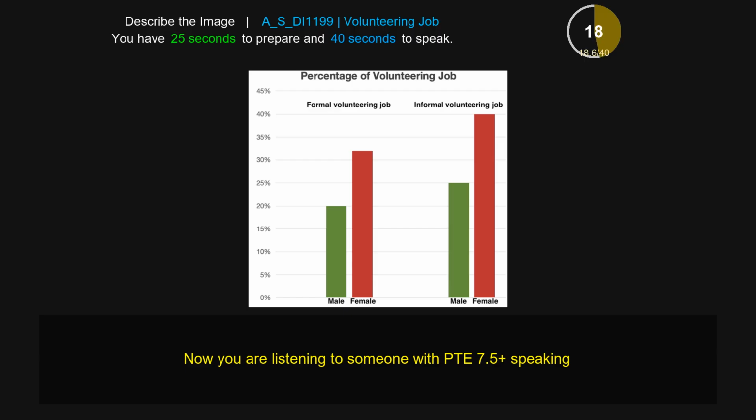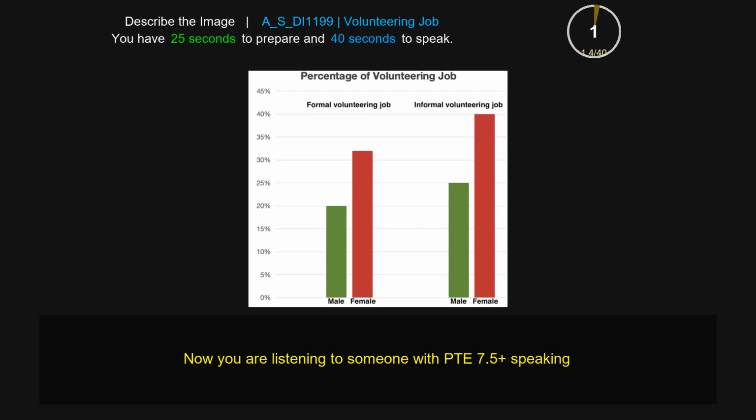Similarly, it can be observed that for formal volunteering jobs, the value of female is higher, which is 31%, whereas males are lower at only 20%. In conclusion, the chart shows the percentage of volunteering job is higher among females, especially for informal jobs.